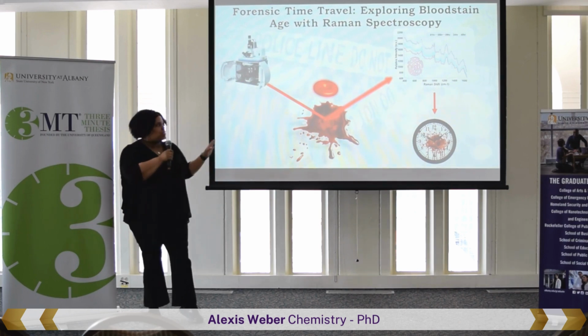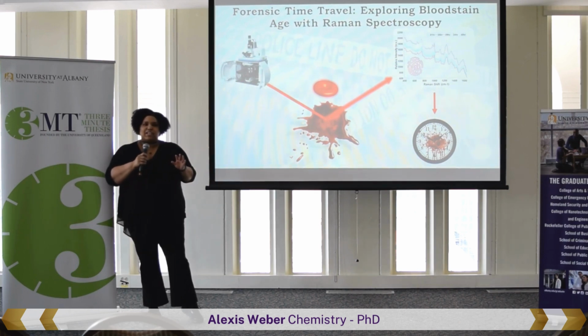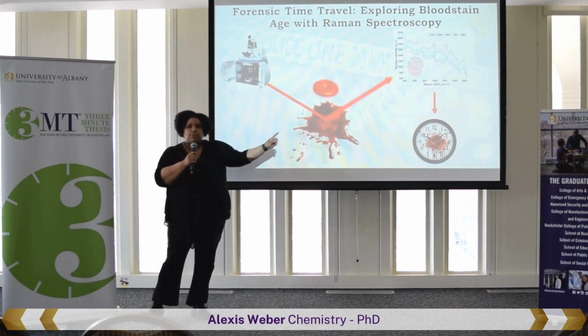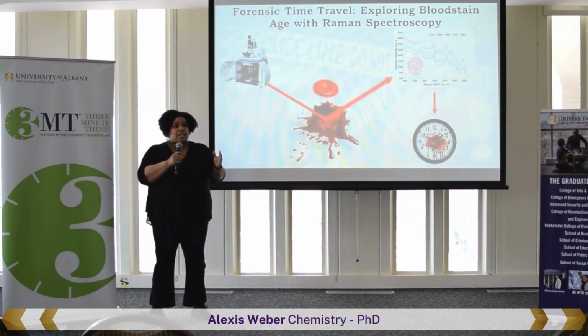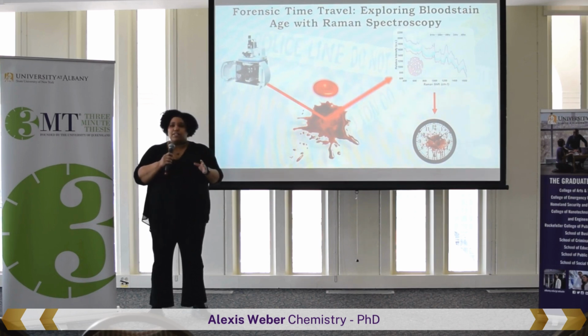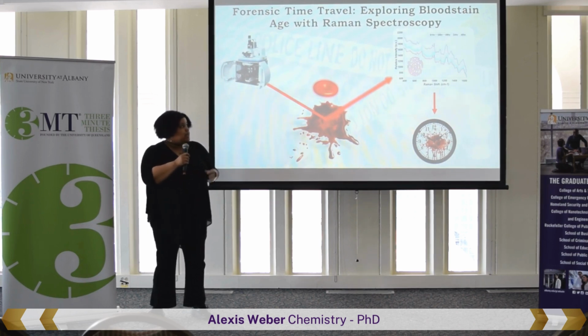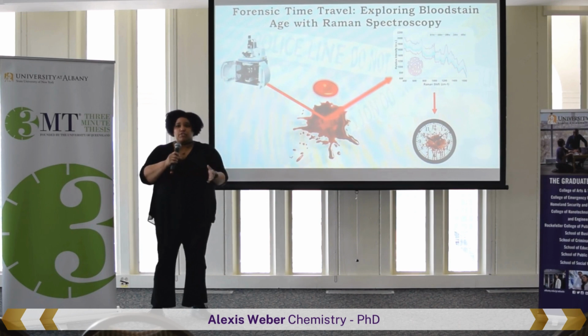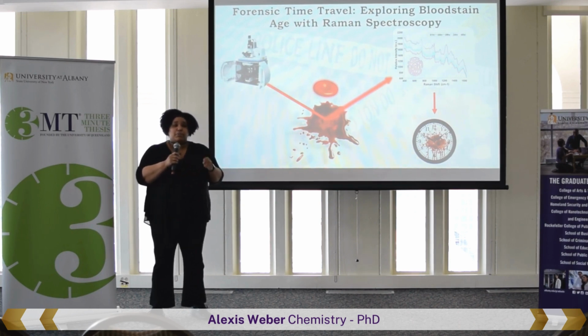So you can think of Raman spectroscopy like a fingerprinting technique, but for molecules. When laser light interacts with the sample, some of the light will scatter and change depending on the chemical bonds present within the bloodstain. By analyzing these changes, scientists can identify the unique fingerprint, or Raman spectra, of the bloodstain without having to physically alter the evidence.